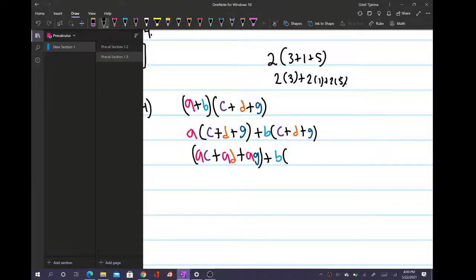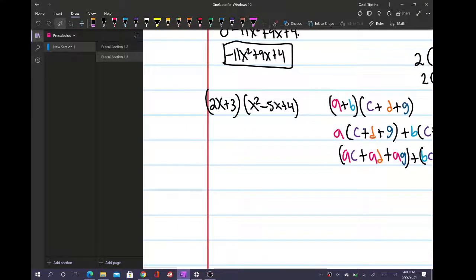So then we have times C. So basically, we would go ahead and do the distributive property here, right? We would say BC plus BD plus BG, right? And this is all this is saying.